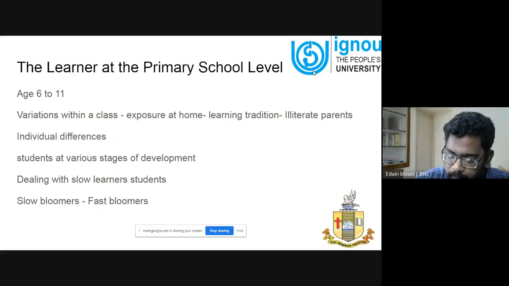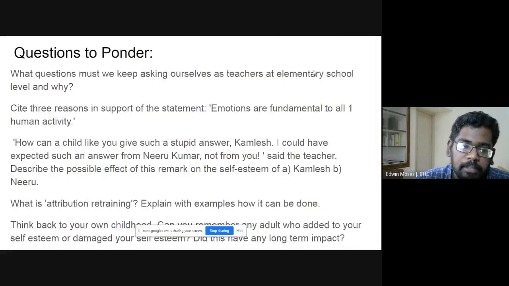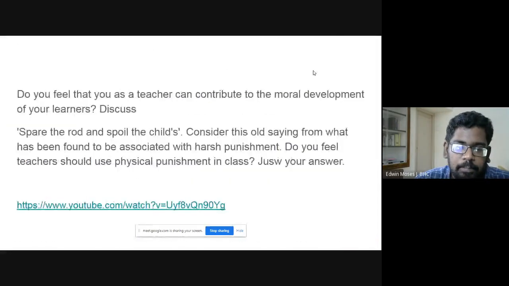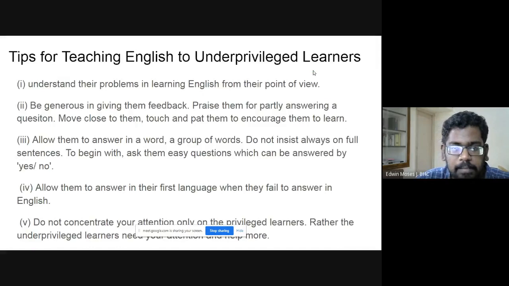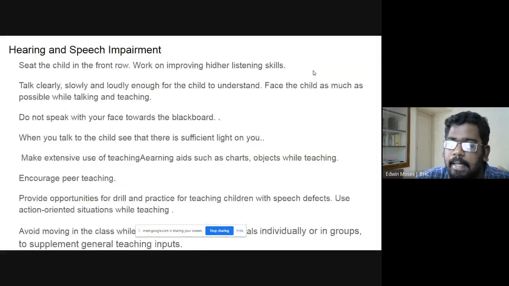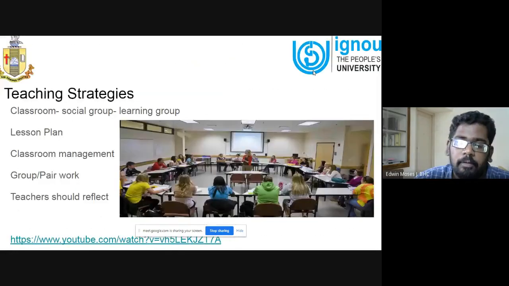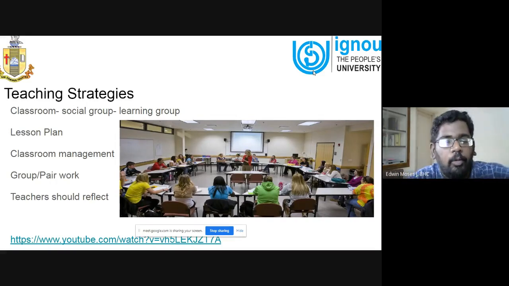So we discussed all those things: the learner at the primary level, the personality, questions to ponder, and underprivileged learners, as well as the same aspects related to higher secondary learners. And coming to LSRW, that is what we will be focusing on mainly today. We discussed teaching strategies, classroom, social group, learning group, preparing the lesson plan, group and pair work, and that teachers should reflect. For higher secondary students, group work, group discussions and pair work will work well.